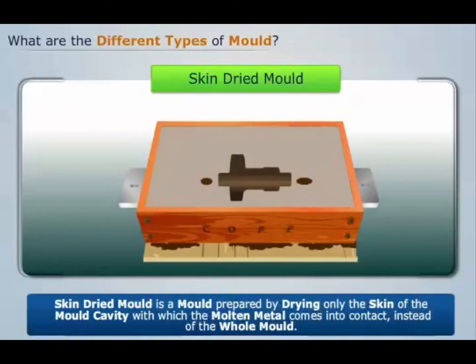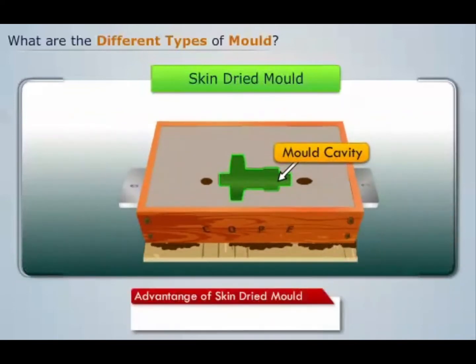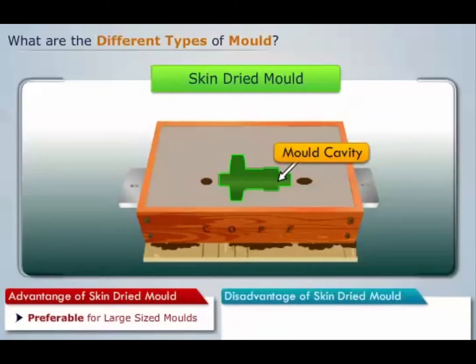Skin-dried mold is a mold prepared by drying only the skin of the mold cavity with which the molten metal comes into contact, instead of the whole mold. Its main advantage is that it is preferable for large-sized molds. But its main disadvantage is that it is expensive compared to the other two molds.